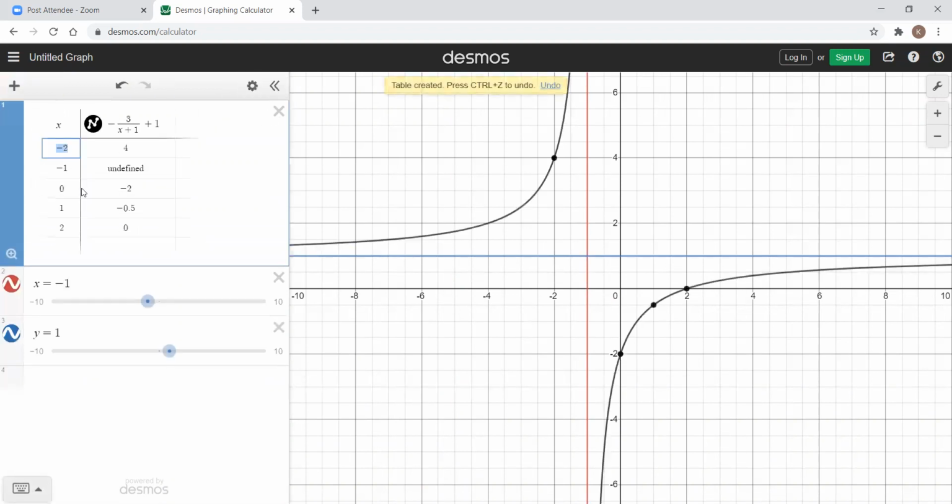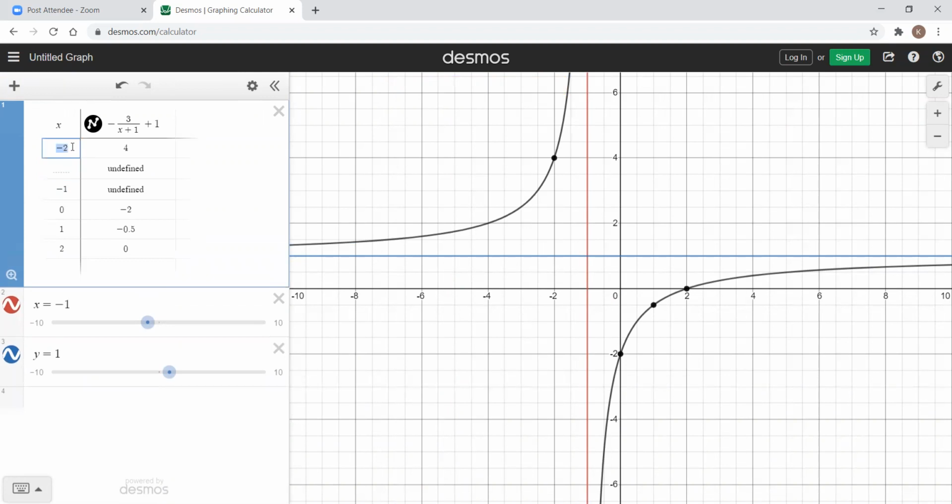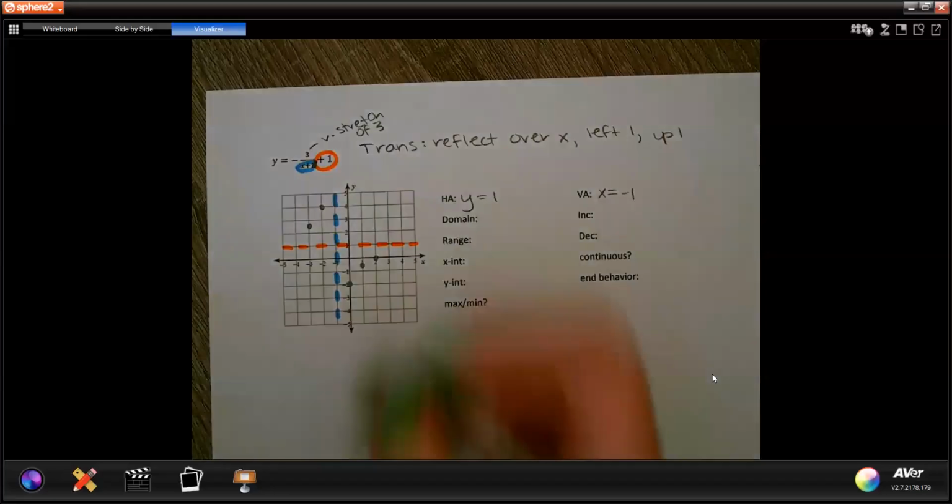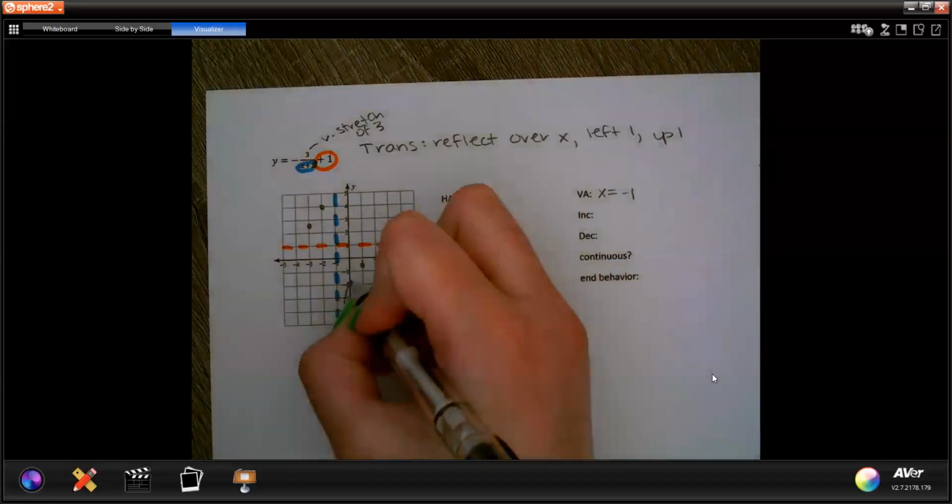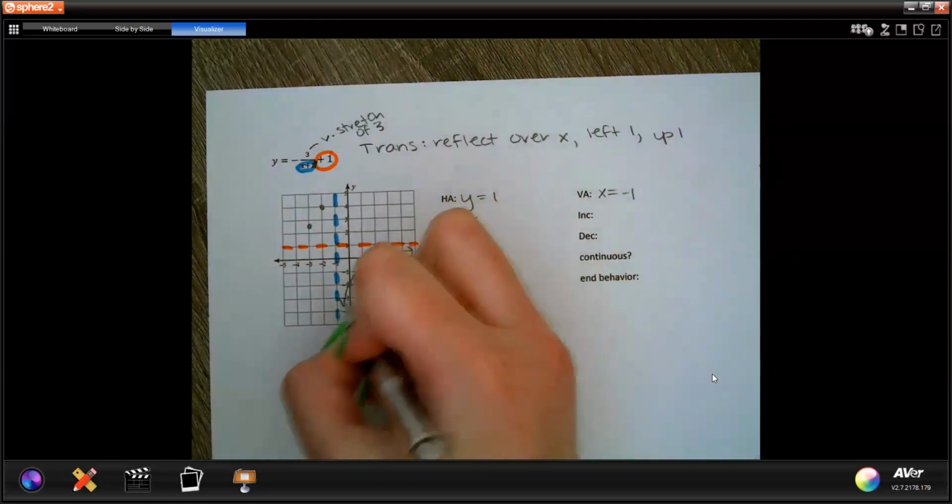Getting my table in there. I'm recognizing here is my vertical asymptote. I just want to get one more value in there so I have some points that are easy to graph. So -2, 4. -3, 2.5. 0, -2. 1, -0.5. I'll go ahead and do 2, 0 because it's on the table and it's easy to graph. It's also the x-intercept, so I'm going to need that in a little bit anyway. Okay, those are the points we wanted. Let me go ahead and graph that.